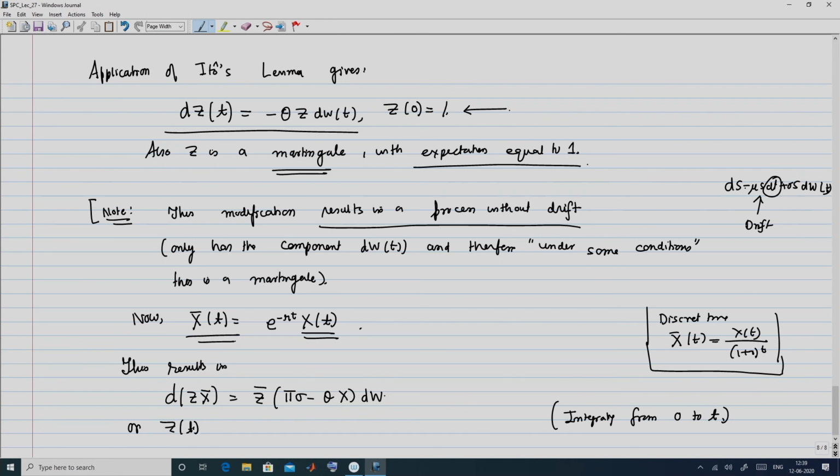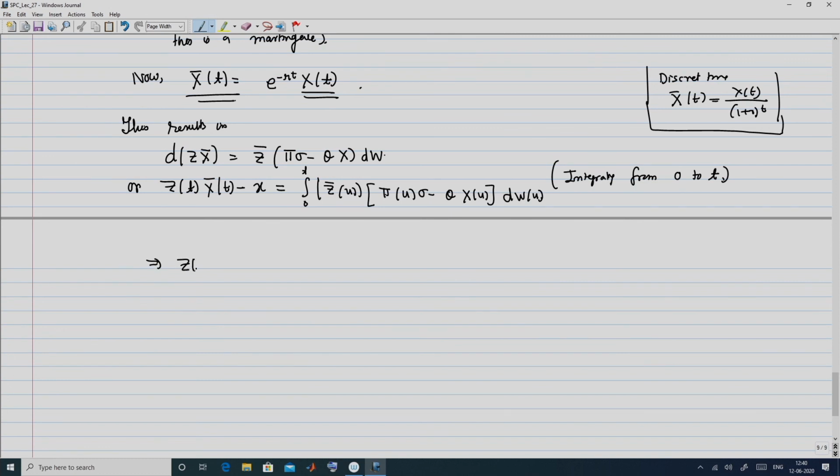This is going to give you z of t into x bar of t minus z of 0 which is 1 and x bar of 0 which is equal to x, and this is going to be integral 0 to t z bar of u into pi of u sigma minus theta of x of u into dw of u. Or equivalently, we can just write this as z of t into x bar of t is equal to x plus integral 0 to t z bar of u. Let me just rewrite this, pi of u sigma minus theta of x of u into dw of u.